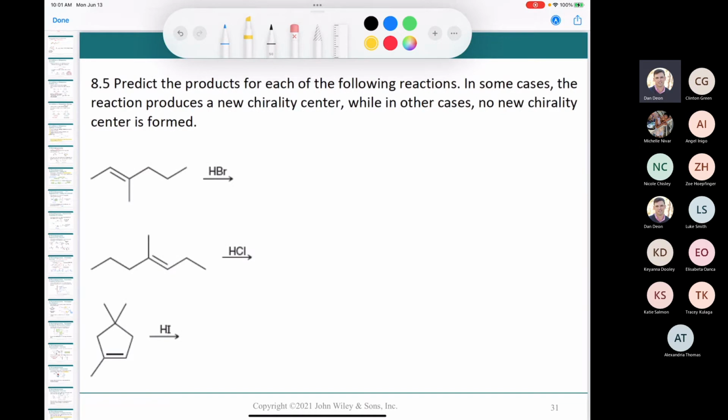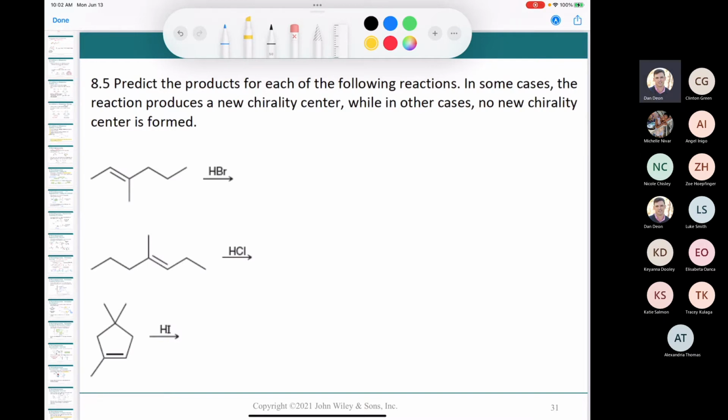This is question 8.5. It might be question 8.8. Let me just double check the number here. I think I have it right. No, it's not 8. Yeah, it's 8.5. I'm right. Yep, I got it right.